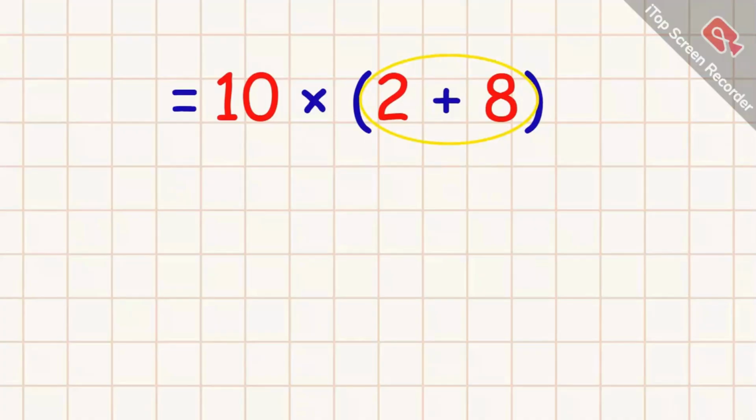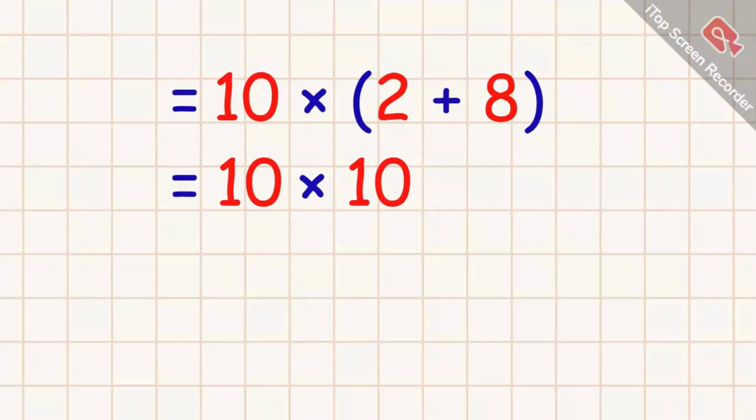Okay, so let's move ahead. 2 plus 8 is equal to 10. So the part inside the parentheses can just be replaced with the simplified value 10. Now that the parentheses are gone, we have one operation left to do: we multiply 10 times 10, and that gives us 100 as our final answer. So parentheses can really help you know what part of a problem you're supposed to do first.